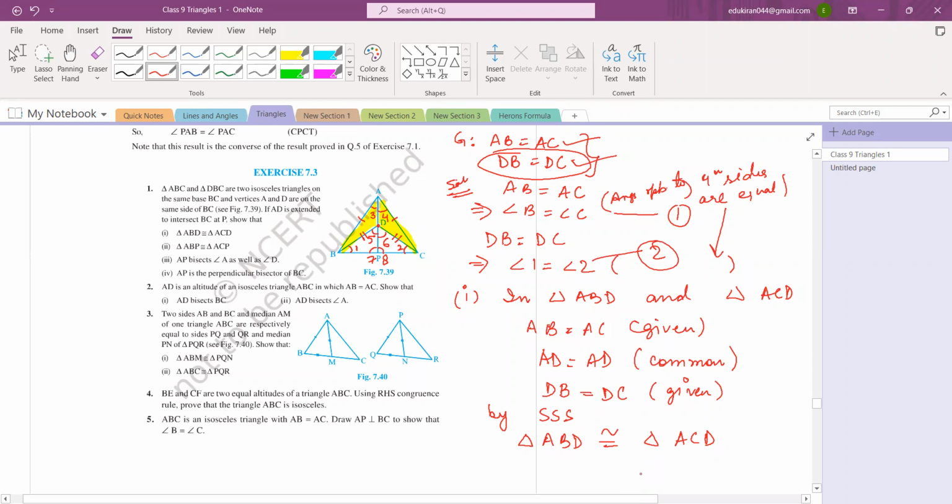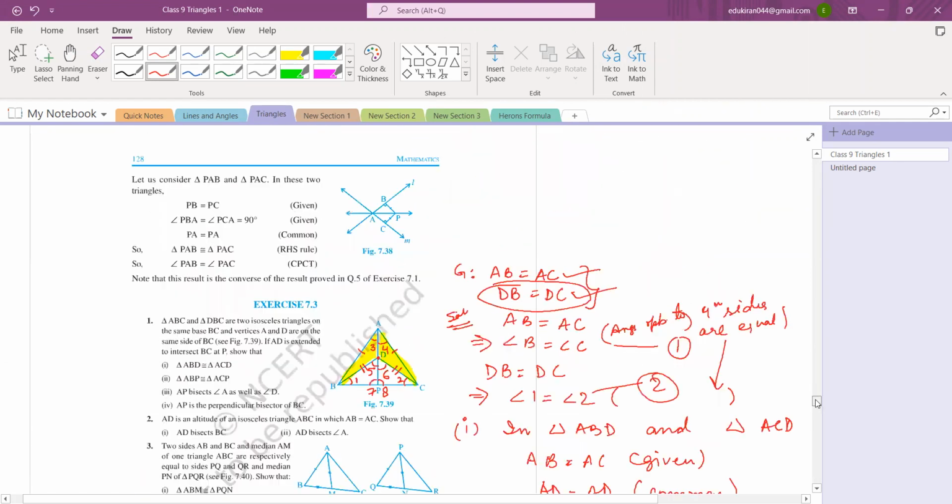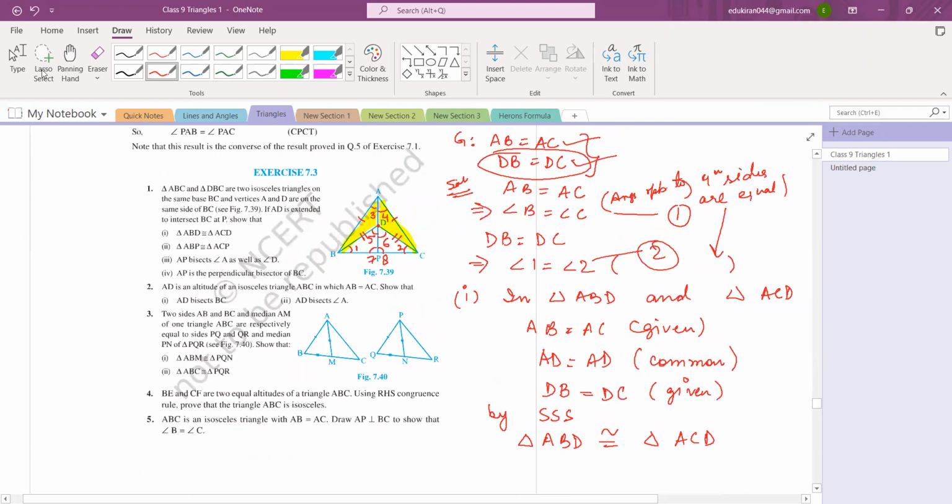Write it down because I'll erase. No, let me not erase it because I'll use it. Okay, I'll drag it. Let's do the second part. Can I just clean the figure? Then I'll name the angles again.